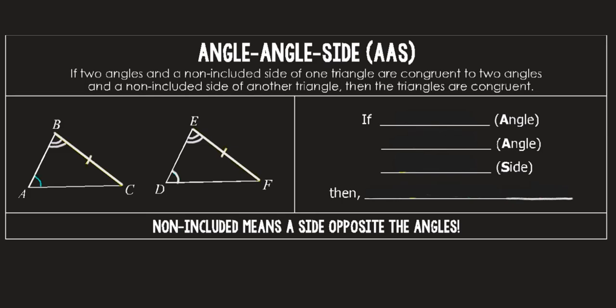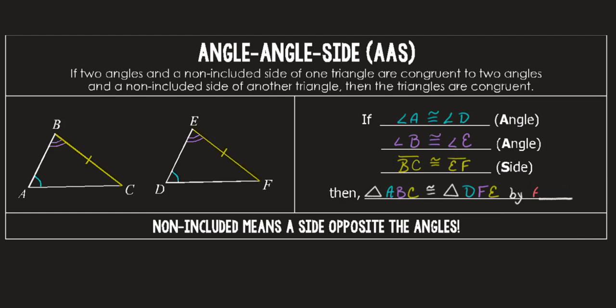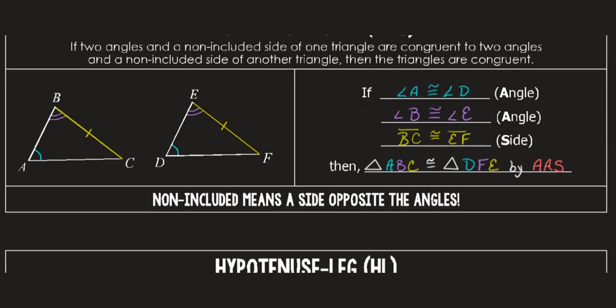So we have angle A is congruent to angle D. Angle B is congruent to angle E. And then side BC. Then triangle ABC is congruent to triangle DEF by AAS.